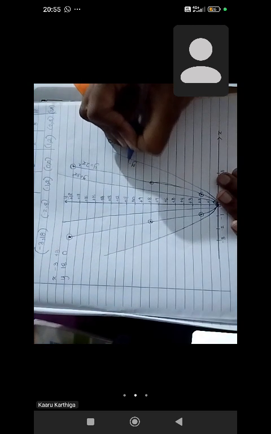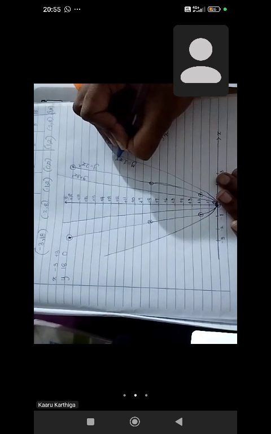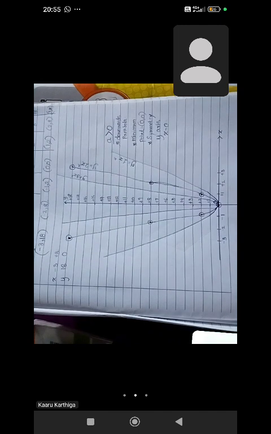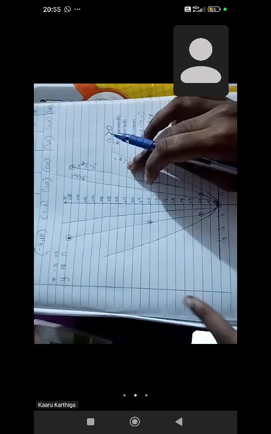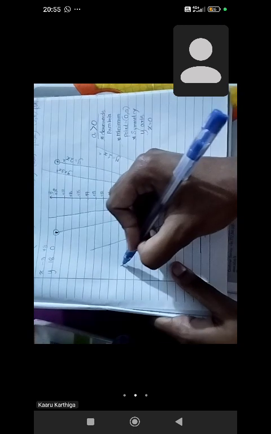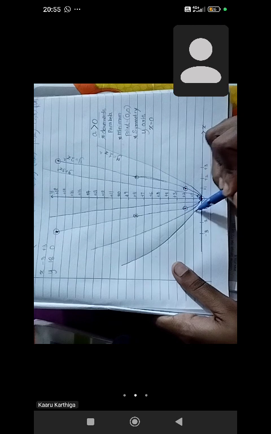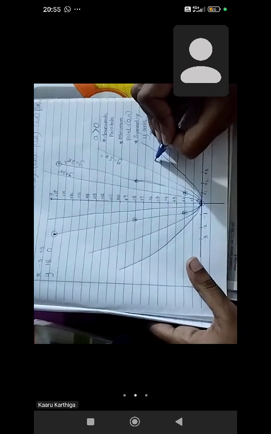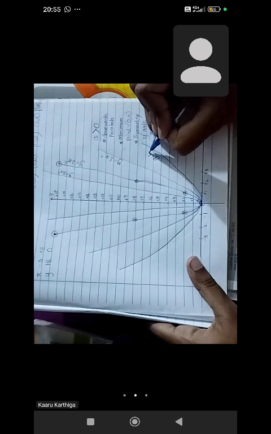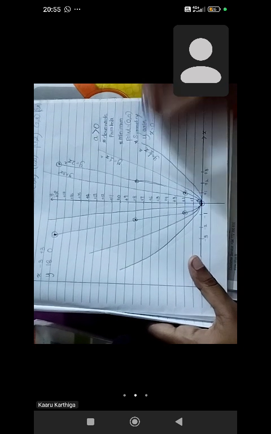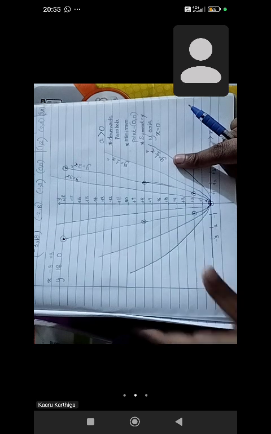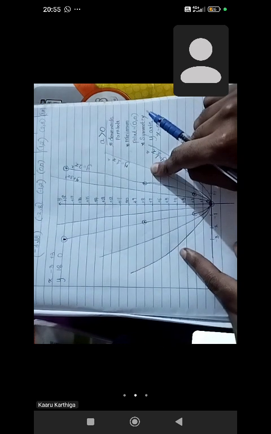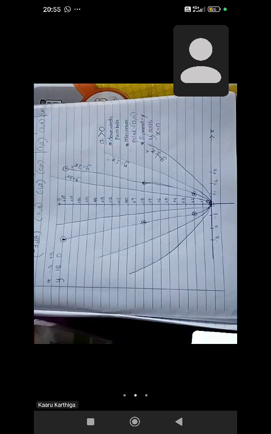This is my graph for y equals to 1x square. Another condition, another thing we will study. Y equals to half x square. Half is less than 1. So that means this graph is more expanded than this. This is our graph for y equals to half x square. Y equals to 1x square, y equal to 2x square, y equals to 3x square.